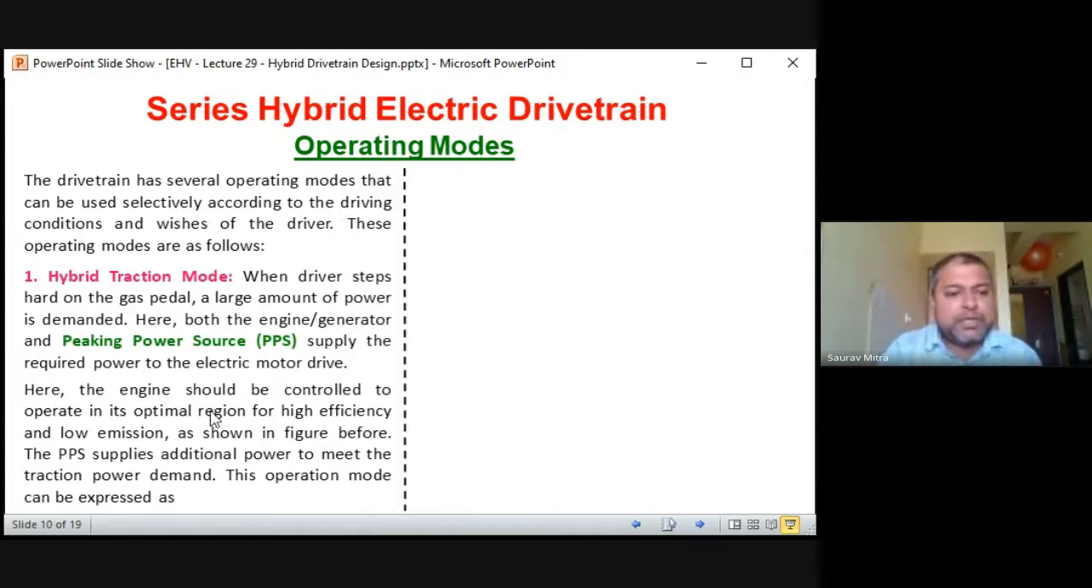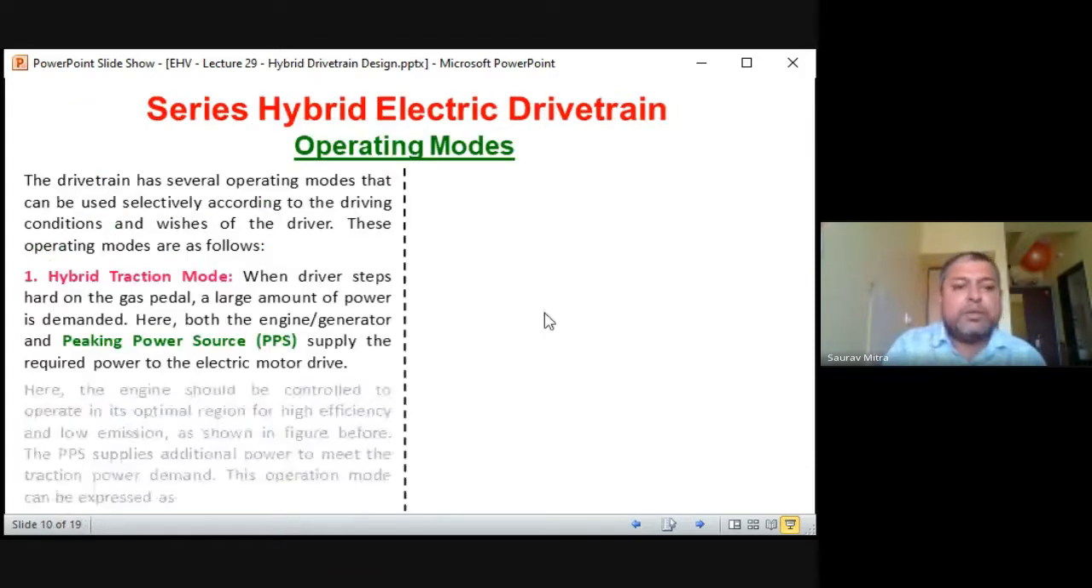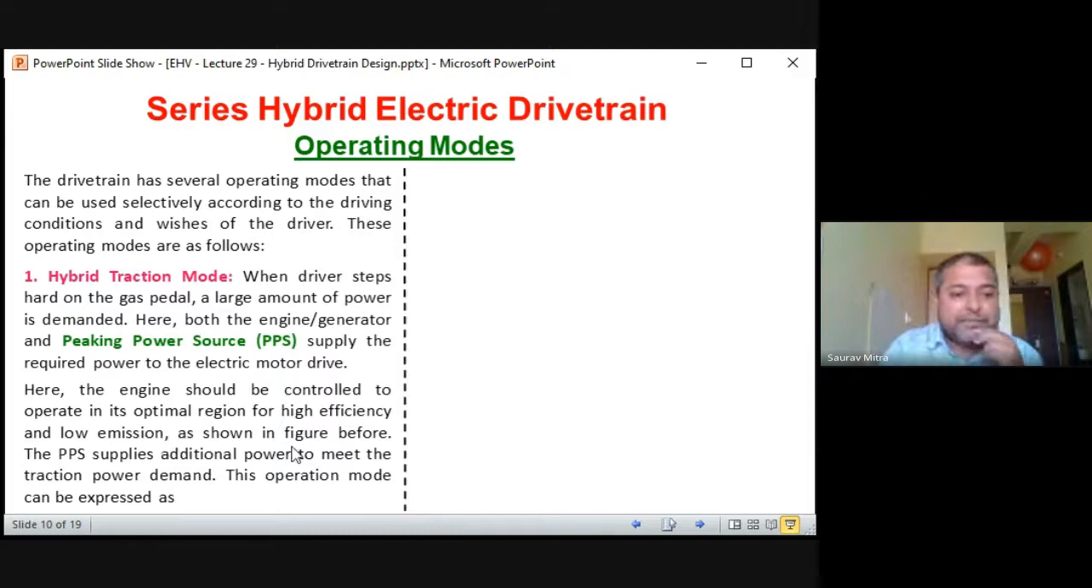So here the engine should be controlled to operate in its optimal region for high efficiency and low emission, as shown in the previous figure. Just now we have shown you the figure here. The engine should be driven in this region, but we want more power. So who is going to give that? The engine should be controlled to operate in its own highest efficiency region, and the PPS supplies the additional power to meet the traction power demand.